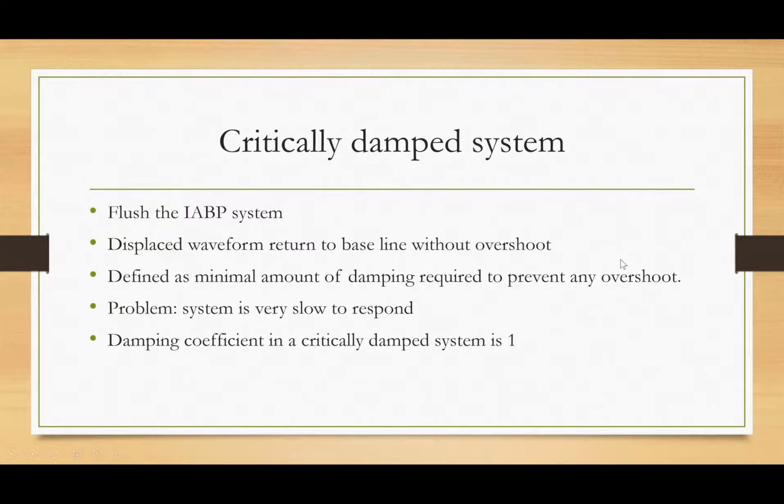So what is a critically damped system? A critically damped system is one in which there will not be any overshoot when you flush the system with a high pressure saline. That is, it is the minimal amount of damping which is required to prevent any overshoot. Usually in a critically damped system the damping coefficient is 1. The problem with this system is that even if there is a change in the arterial blood pressure, it will not be reflected, because the system is very slow to respond.